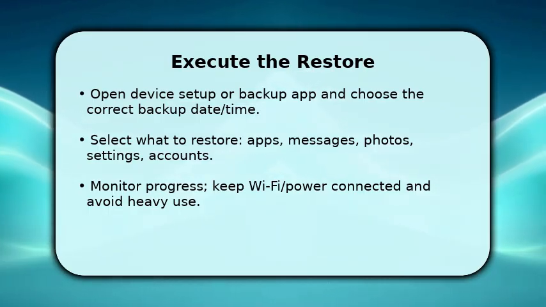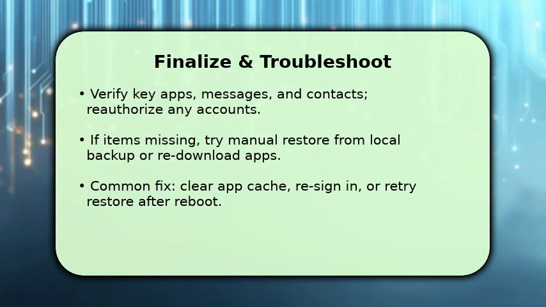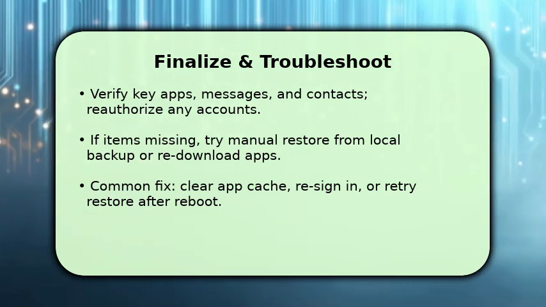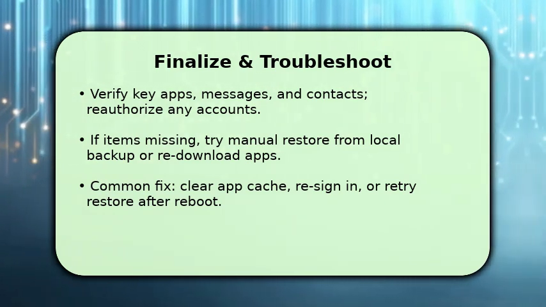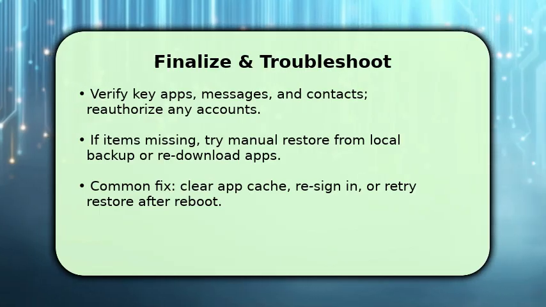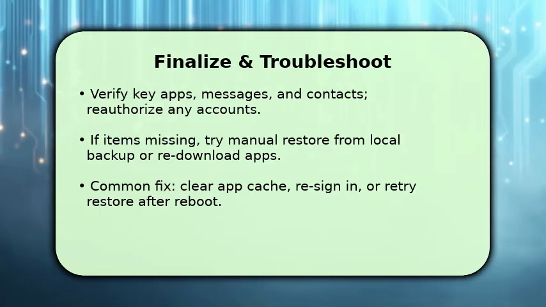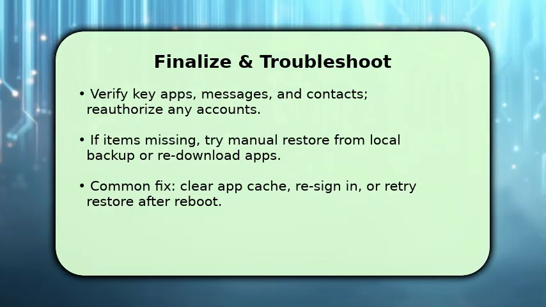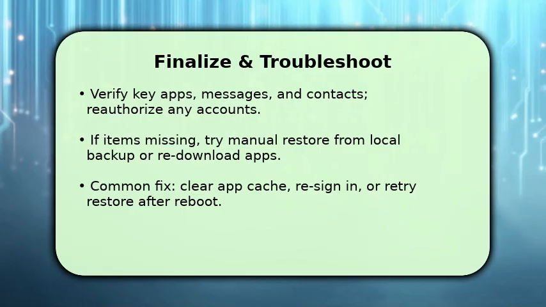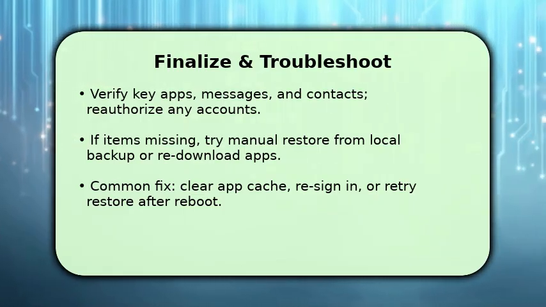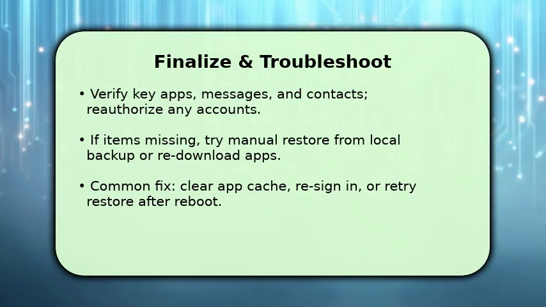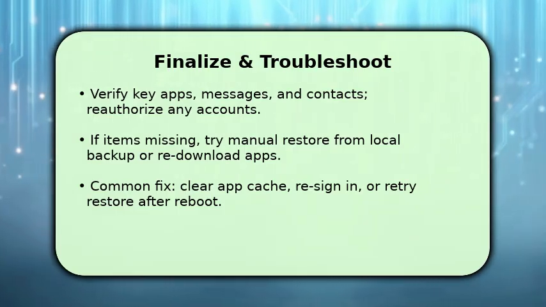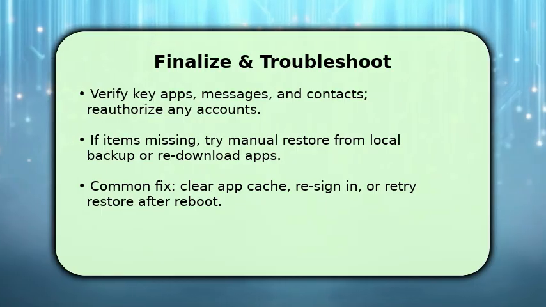To finish, confirm core data like contacts, messages, photos, and app logins are present and functioning. Reauthorize accounts where needed. If something's missing, reboot the phone and attempt a targeted restore or manual import from the original backup source. Local transfer or cloud web portal often works. Make sure app permissions are enabled and clear app cache for any app showing stale data. One key troubleshooting tip: sign out and sign back into the account. Then retry the restore while on stable Wi-Fi.